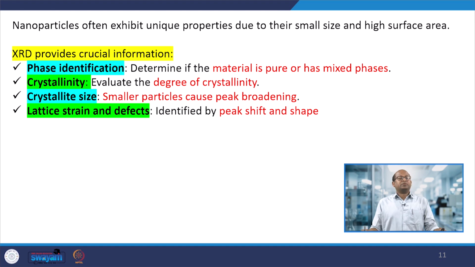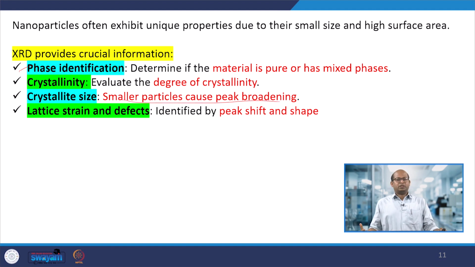With the help of X-ray diffraction (XRD) patterns, we can get various types of information. Phase identification: whether it is a pure material, or different metal oxides or metals are present, or mixed metal phases are present, we can identify that. Also, whether the material is crystalline or amorphous, that is, the degree of crystallinity, we can evaluate with the help of this X-ray diffraction technique. Also, crystallite size we can measure.